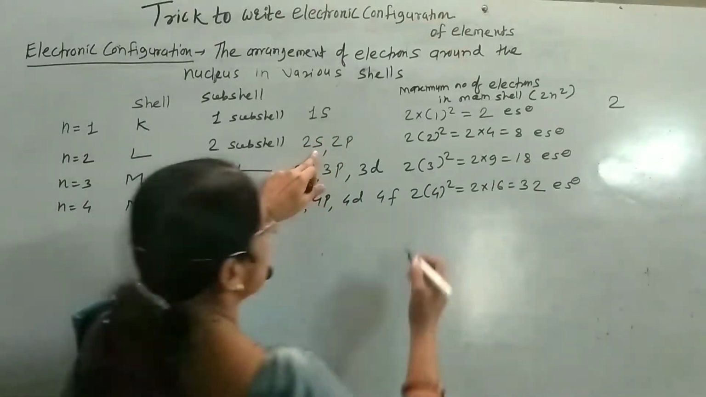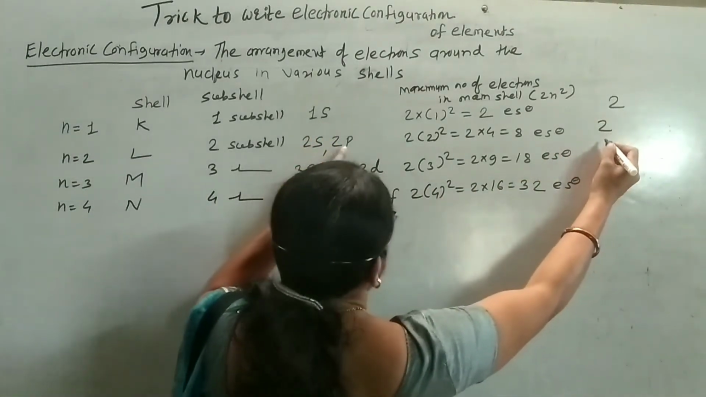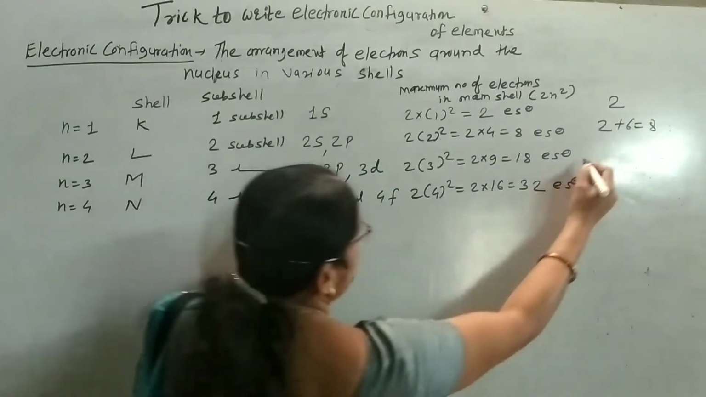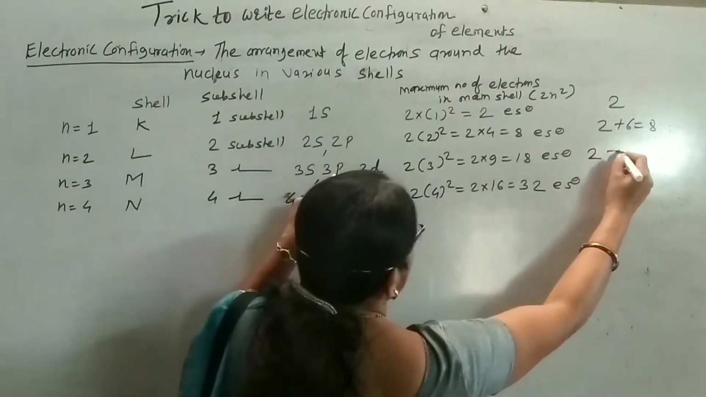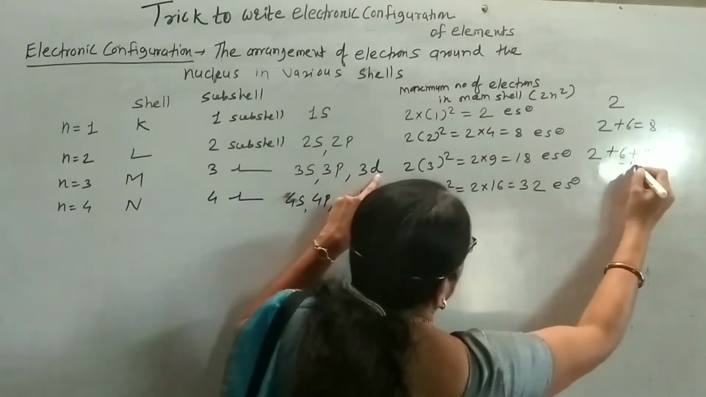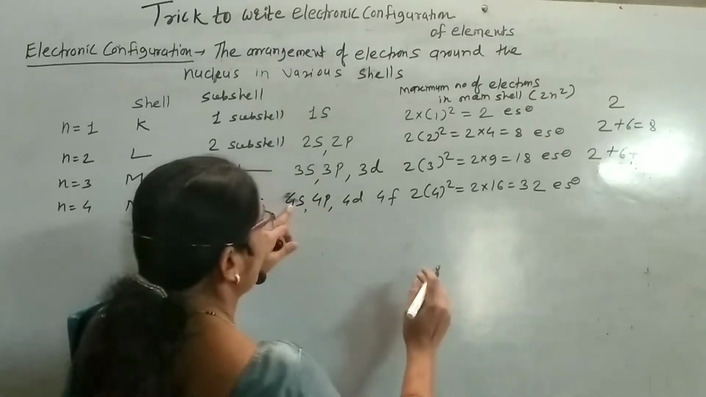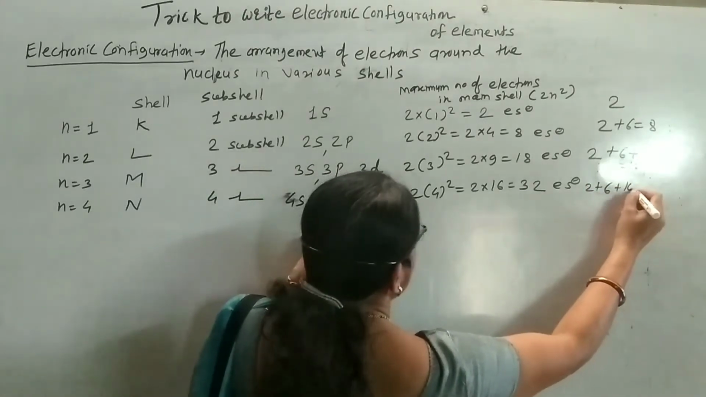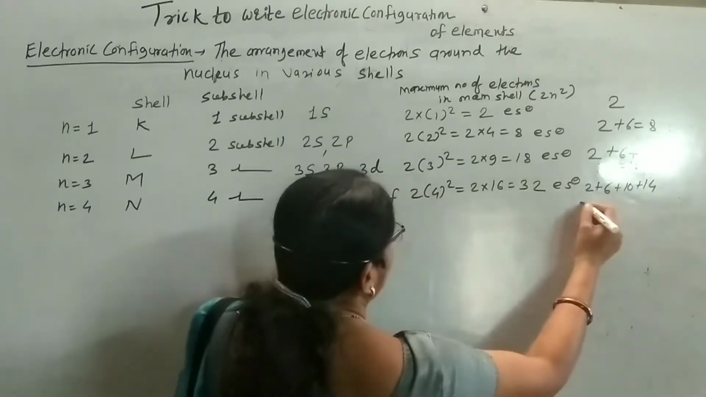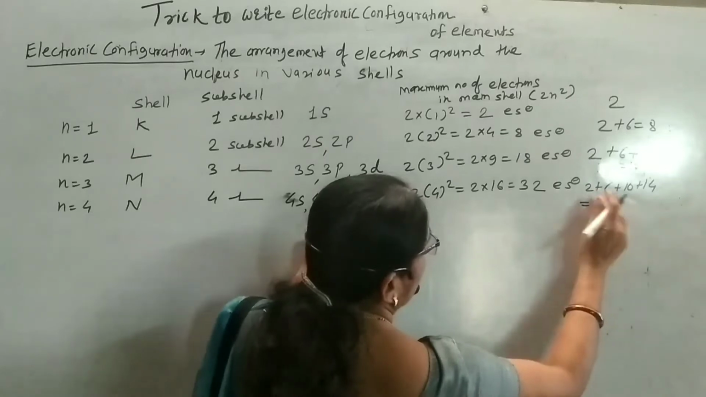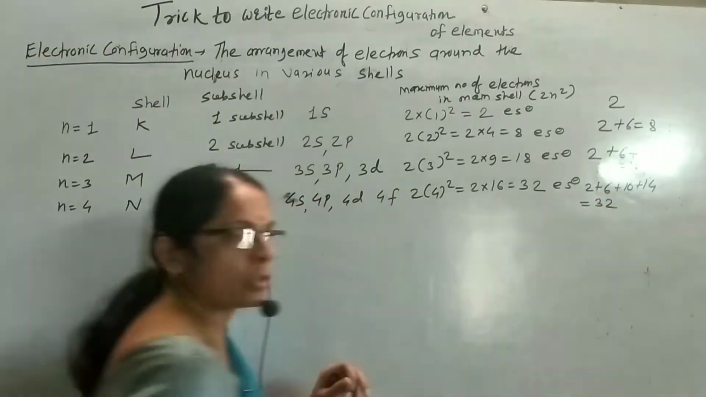Look here, S has a maximum capacity of 2 electrons, so here the number of electrons is 2. Now S has a maximum capacity of 2 electrons and P has 6, so it is 8. S has 2, P has 6, D has 10, so it is 18. Here S has 2, P has 6, D has 10, and F has 14. So this is 18 plus 14, so it is 32.